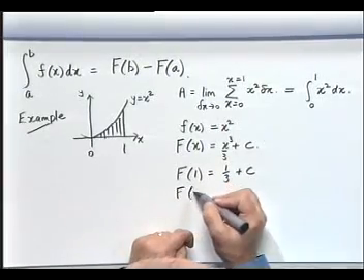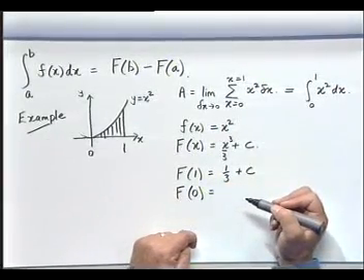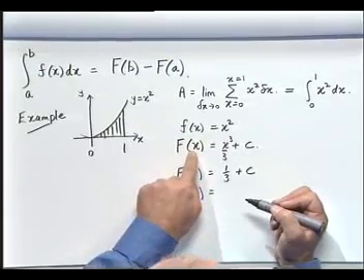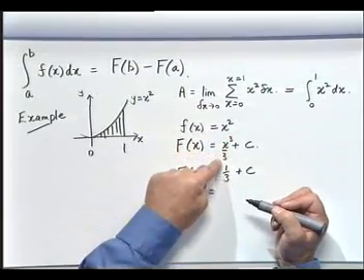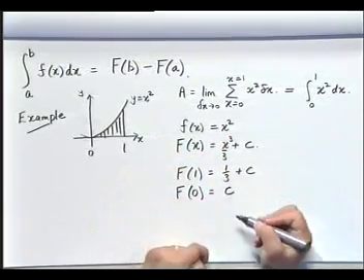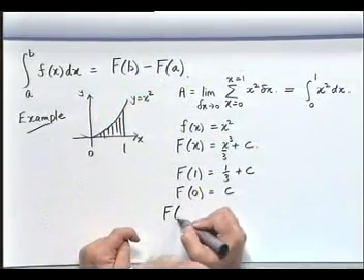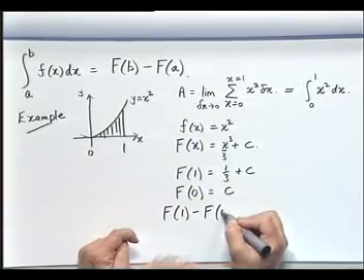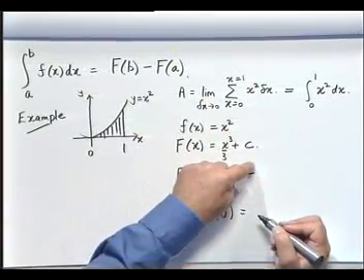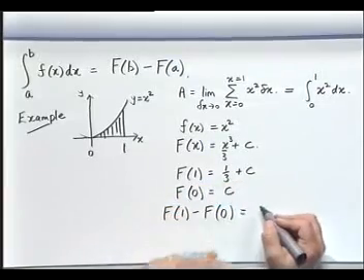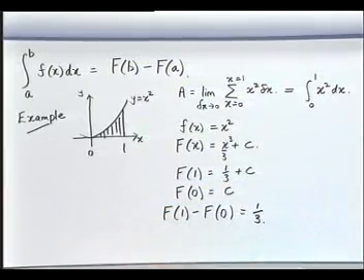Let's work out big F of 0. Big F of 0 is going to be 0 cubed over 3, which is 0, plus c, so it's just c. And then we want to find the difference. F of 1 minus f of 0 will be a third plus c minus c. So the c's will cancel and we'll be just left with a third.